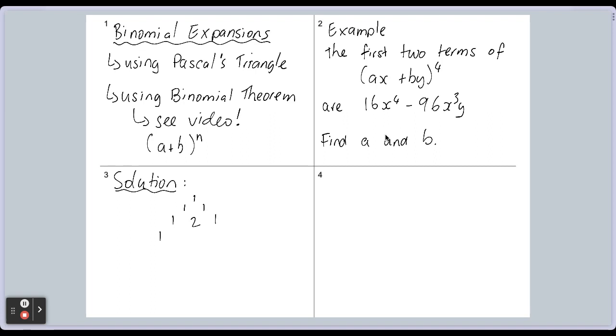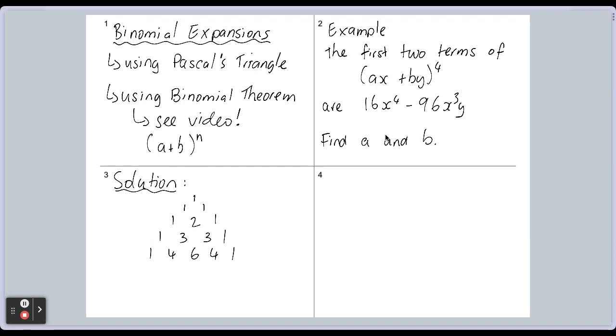1 on the end, 1 and 2 is 3, 2 and 1 is 3, 1 on the end. 1 here, 1 and 3 is 4, 3 and 3 is 6, 3 and 1 is 4, and 1 on the end. And I could keep going if I wanted to. You can generate Pascal's triangle pretty quickly. So that's why it's good, like you can imagine if it was to the power of 10 and you're having to go all the way to the 10th row.